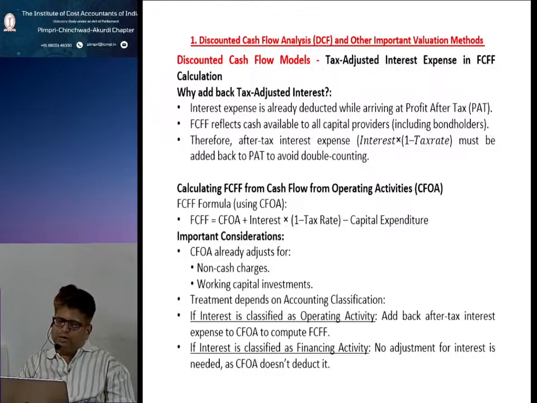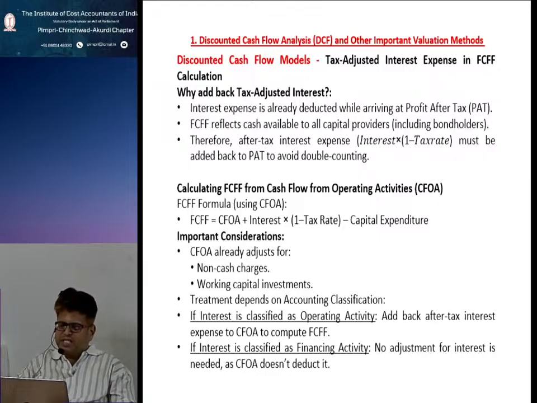Then we saw calculating FCFF from cash flow from operating activities, that is CFOA, and that's the formula. The important consideration is that CFOA already adjusts for non-cash charges and working capital investments. Treatment depends on accounting classification. If interest is classified as an operating activity, add back after tax interest expense to CFOA to compute the FCFF. If interest is classified as a financing activity, then no adjustment for interest is needed as CFOA doesn't deduct it.